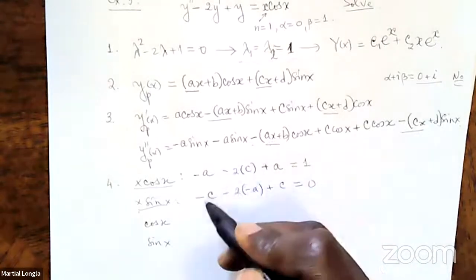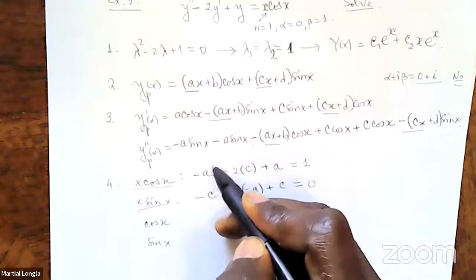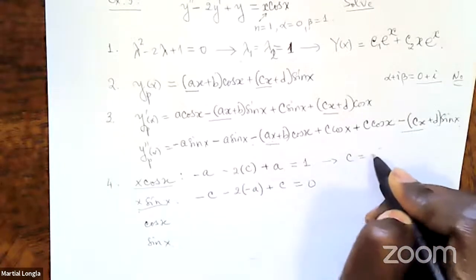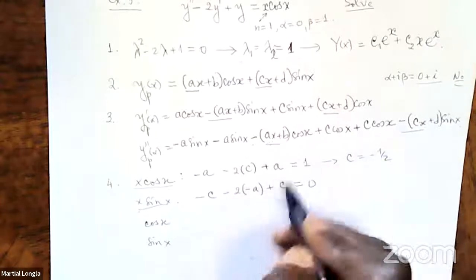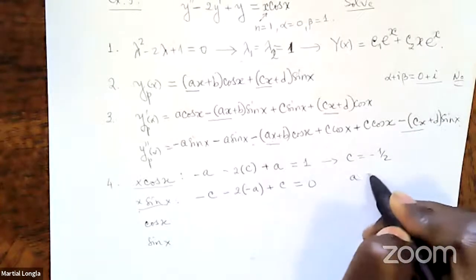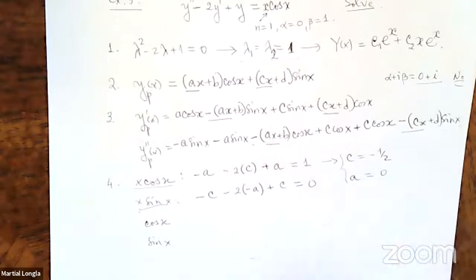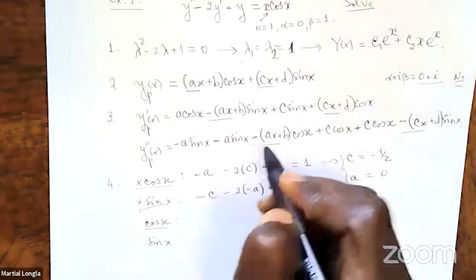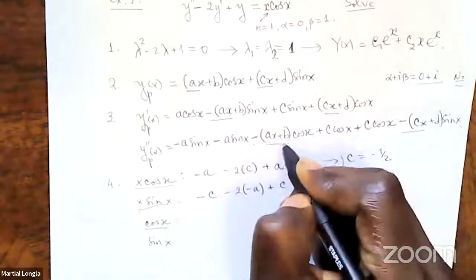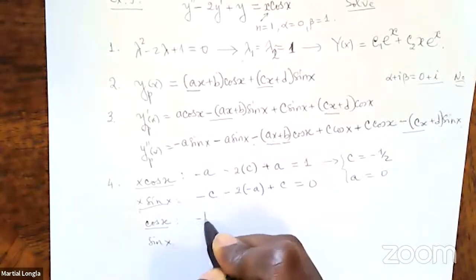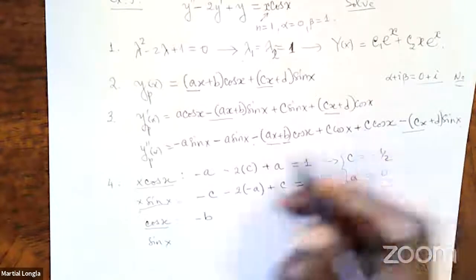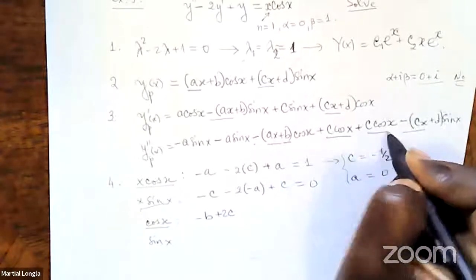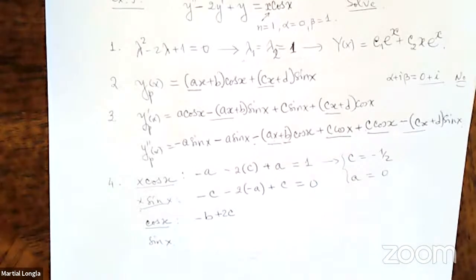And right here, you can see in the first equation, a cancels. You get c equals minus 1/2. The c's cancel here, you get a equals 0. And you can go and track cosine. Cosine, that's minus b plus 2c, and there is no more.